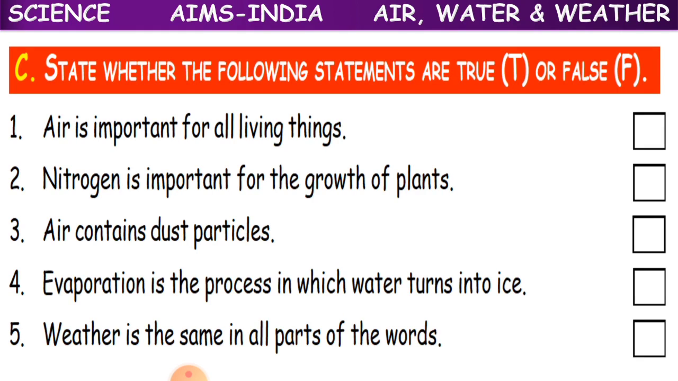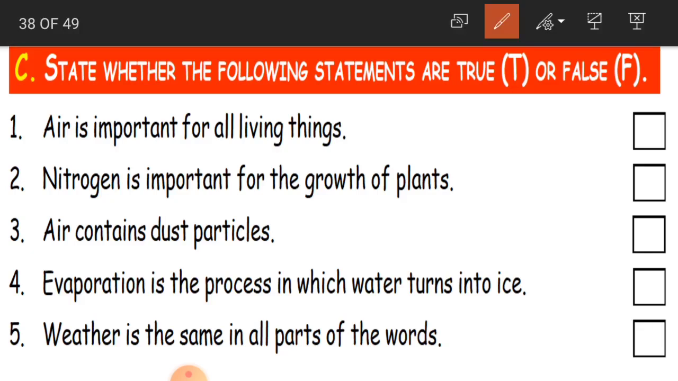Now the next exercise here is true or false. State whether the following statements are true or false. Yes, now, the first one, air is important for all living things. Is it true, children? Yes, it is obviously true, because without air, no living thing can exist on this planet. Which planet? In which planet are we living? Yes, on Earth. Okay, children?